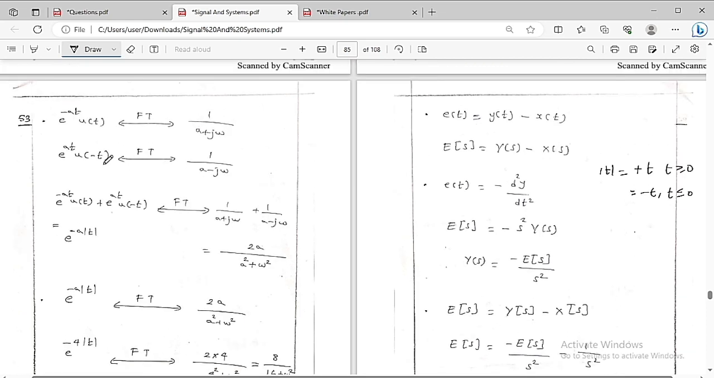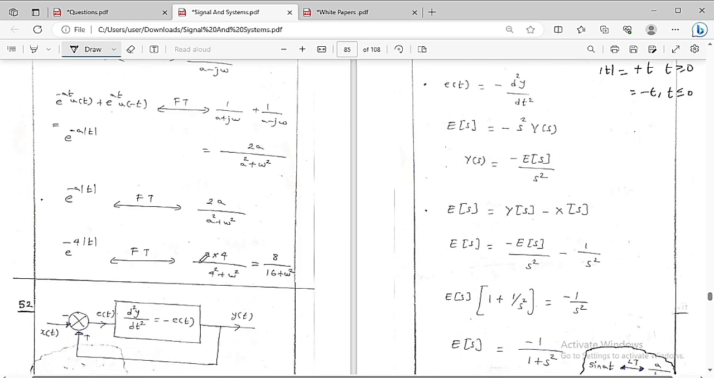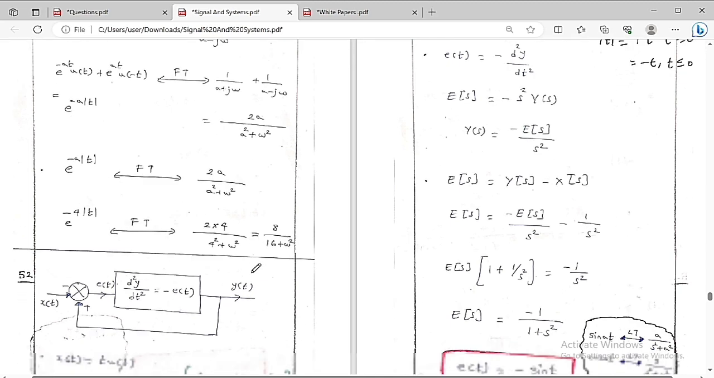So if you know one thing, getting the other things is a piece of cake. E to the power of minus a into mod t has the Fourier transform 2a by a square plus omega square. By comparing, the value of a is equal to 4, and substituting a equal to 4 in this expression and simplifying, we get 8 by 16 plus omega square, which is the correct solution of this question.